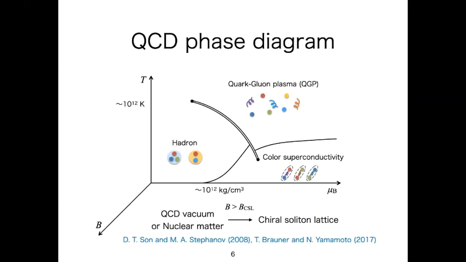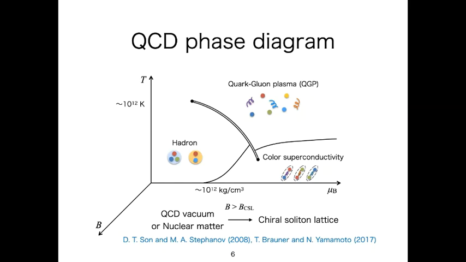So here is the so-called QCD phase diagram. The motivation here is to understand the state of matter at extreme conditions described by the QCD scale. Here the x-axis denotes the baryon chemical potential, which corresponds to the density of the system, how dense the system is, and the range is of the QCD scale of density.